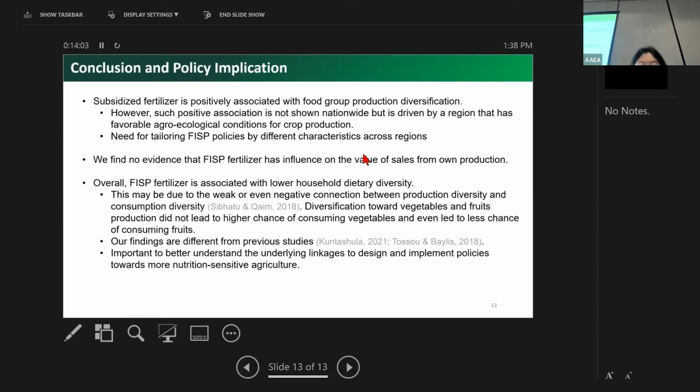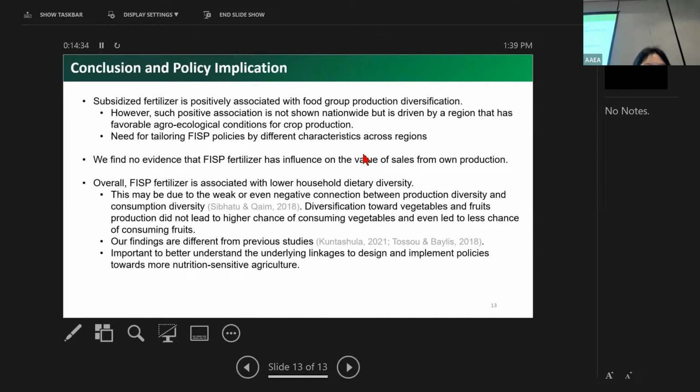So to conclude, we found this positive association between FISP and production diversification. However, such positive effect was not observed nationwide, but it was rather driven by a region that has favorable agroecological conditions. So when farmers living in those regions get these input subsidies, they would have much more incentives to even more diversify, because they already have some favorable conditions to do crop production.